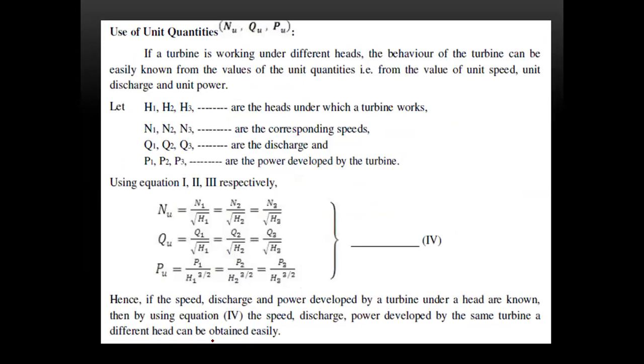what are the benefits of these unit quantities? If the turbine is working under different loads and heads, its behavior is easily known from the values of the unit quantities: unit speed, unit discharge, and unit power. Therefore, H1, H2, H3 are the heads under different conditions. N1, N2 are the speeds, Q1, Q2, Q3 are the discharges, P1, P2, P3 are the powers. Using equations 1, 2, 3, we have drawn this.